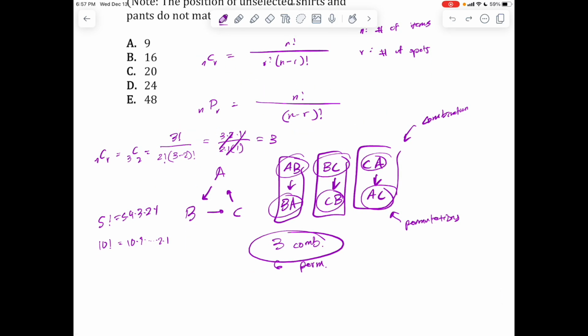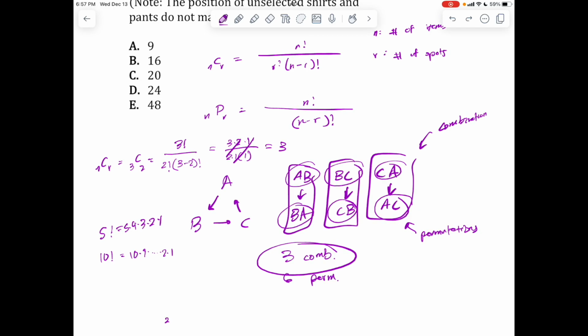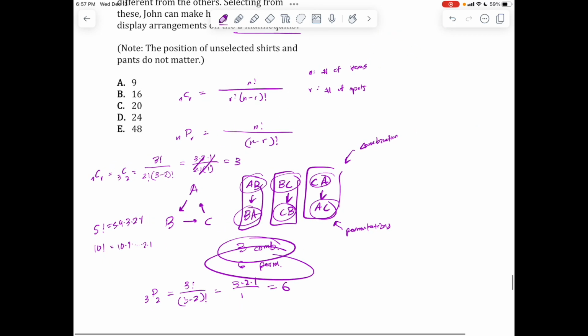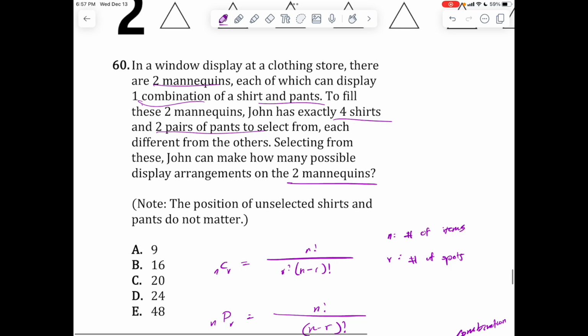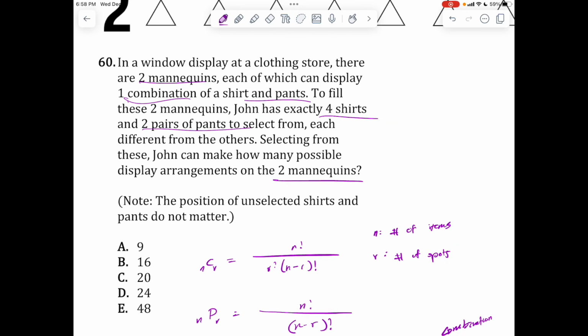Now let's do the permutations formula. Let's plug this in. So 3 permutation 2 is equal to 3 factorial over 3 minus 2 factorial. That's equal to 3 times 2 times 1 over 1. It's equal to 6. So it lines up, right? It all lines up. Now let's apply all of that to this problem. So what are we doing? We have 4 shirts and 2 pants to select from. So let's just look at shirts. Forget the pants for a second.